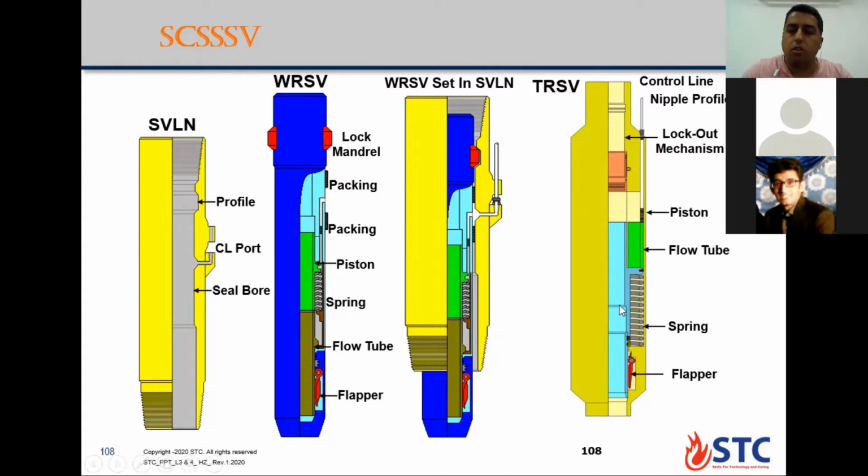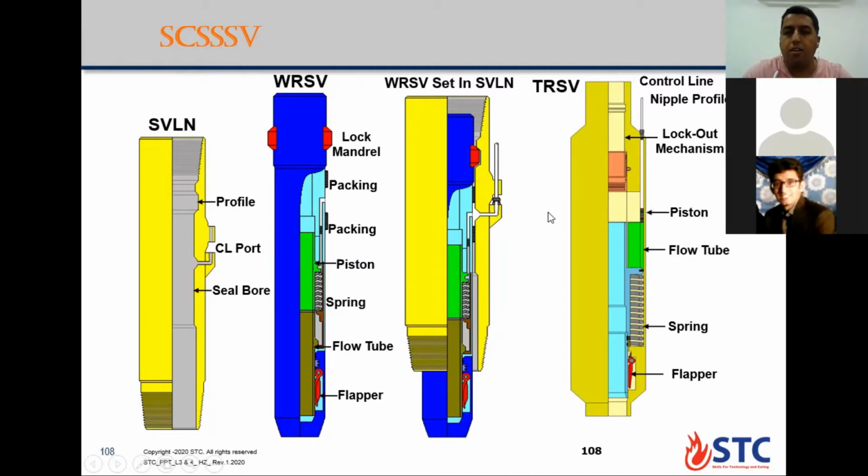After that, when you reach the setting depth, you retrieve it by a slick line. If you look at the tubing retrievable safety valve, you will find here in the top there is a landing nipple profile. From this point, you can set any plug above the tubing retrievable safety valve. This is the landing profile, and here in the top there is a lockout mechanism.